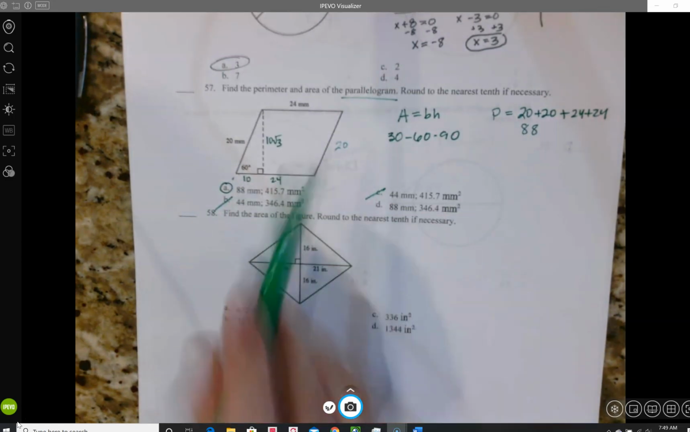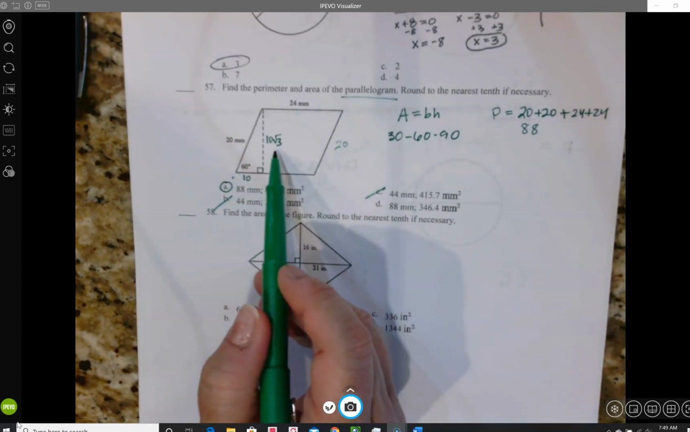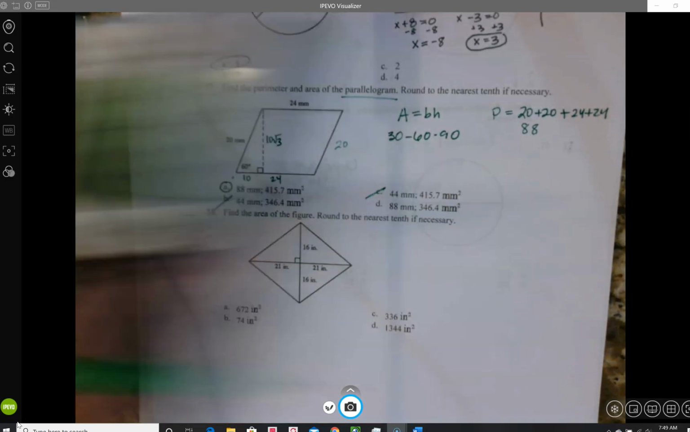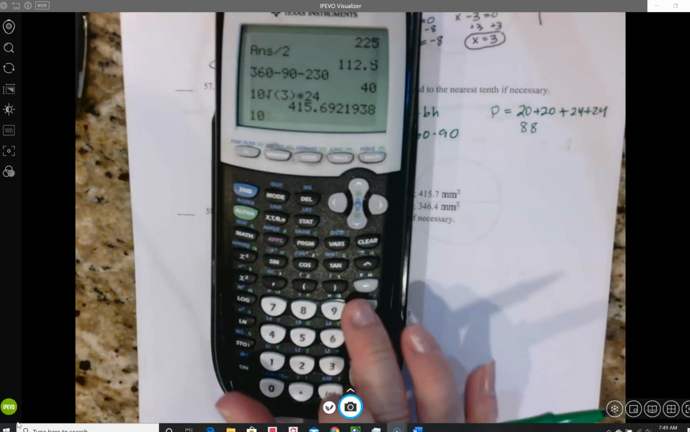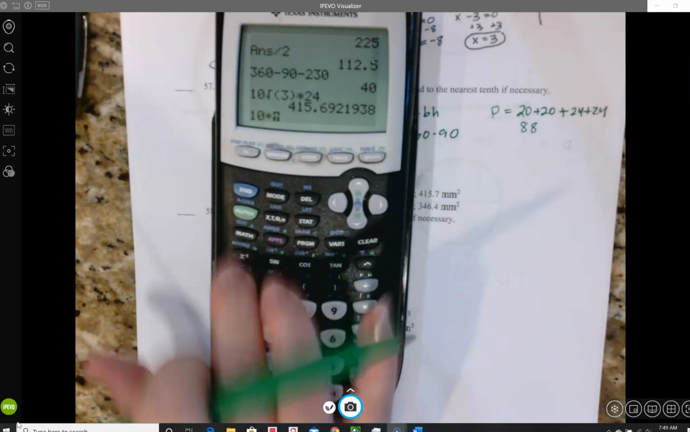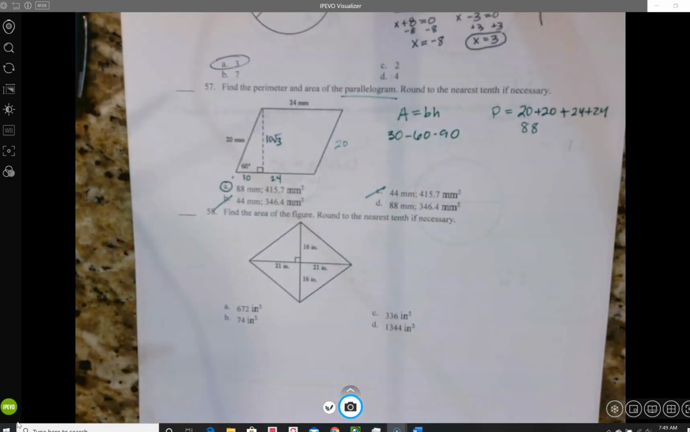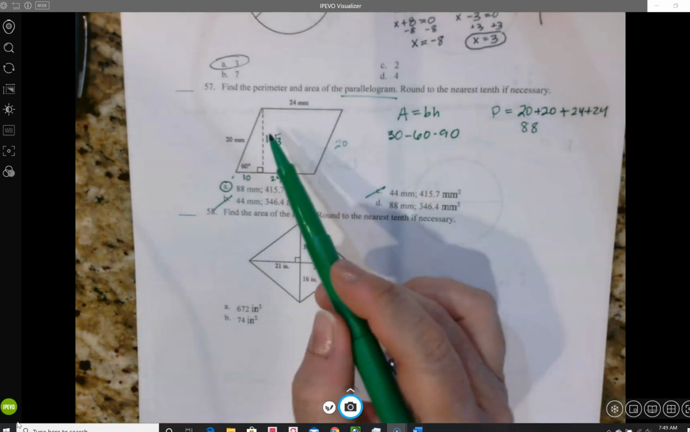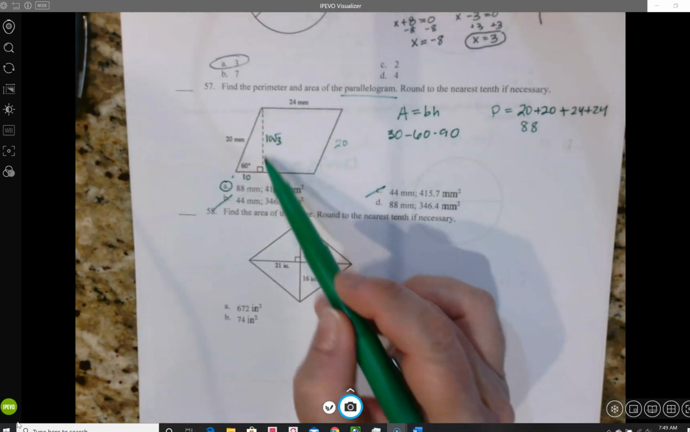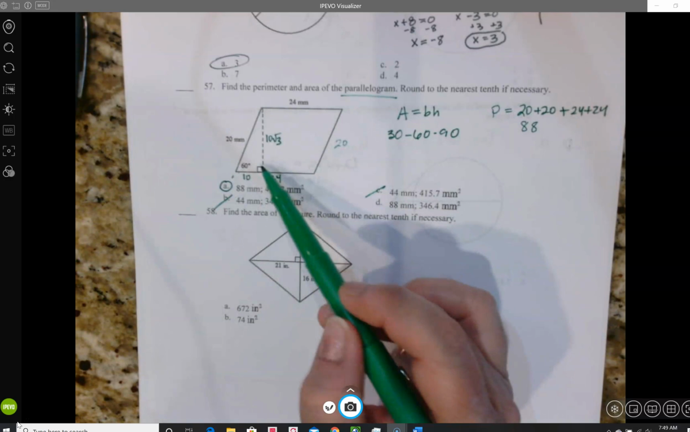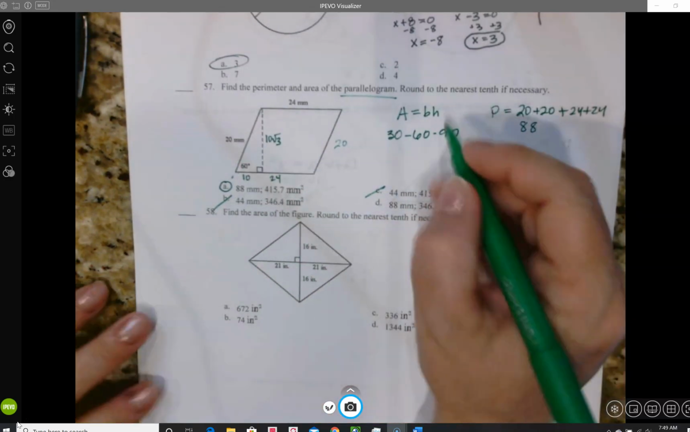Now, how could we have done that if we didn't know this 30, 60, 90 rule? Well, let's see what 10 radical 3 is. 10 times radical 3. So our height is around 17. So if I had to estimate my height, I would estimate that it's some number less than 20.